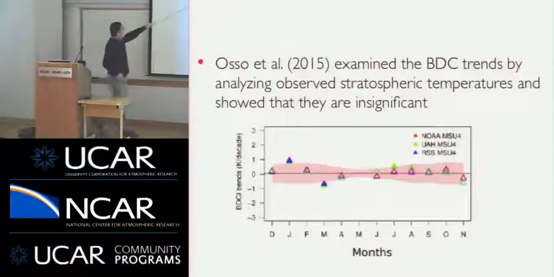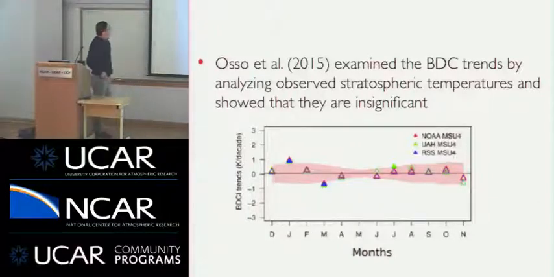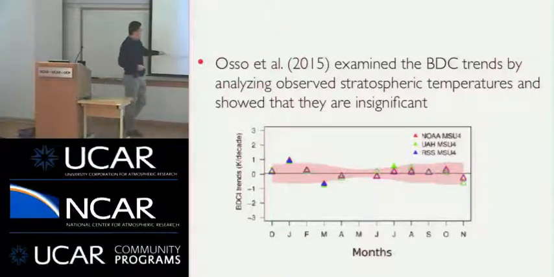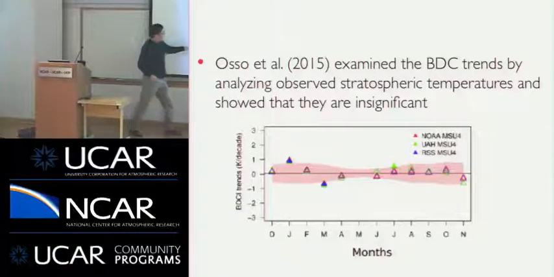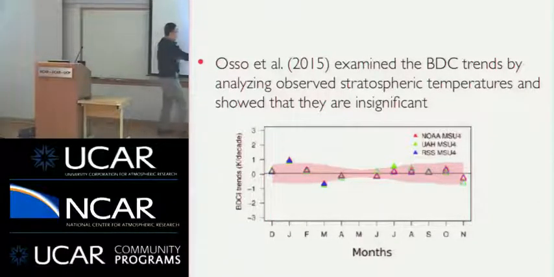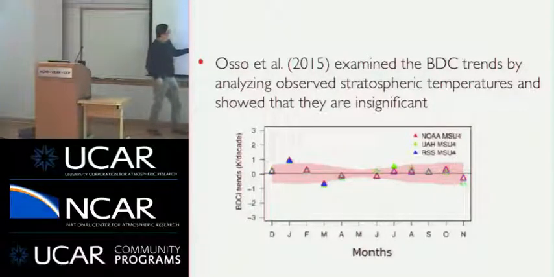A recent study also examines the Brewer-Dobson circulation trend by analyzing observed temperature, and they show the trends are not significant. Well, I show significant, but they show not significant. They use their Brewer-Dobson circulation index as a function of the months. For my result there would be some strengthening here, weakening here, then strengthening here. But what they say is statistically insignificant, except this weakening here.